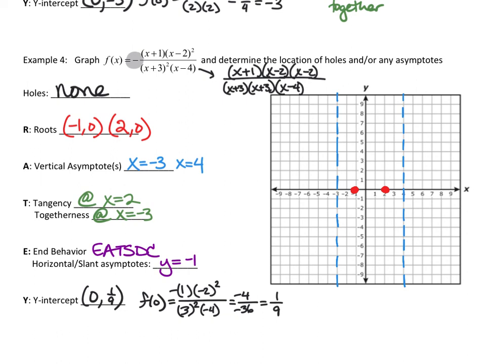I have both a tangency and a togetherness. So I'm going to bounce at x equal to 2. And at the vertical asymptote of -3, I'm going to come together. And since I know that means that at the other vertical asymptote, it has to be the opposite. And at the other x-intercept, I have to cross through.